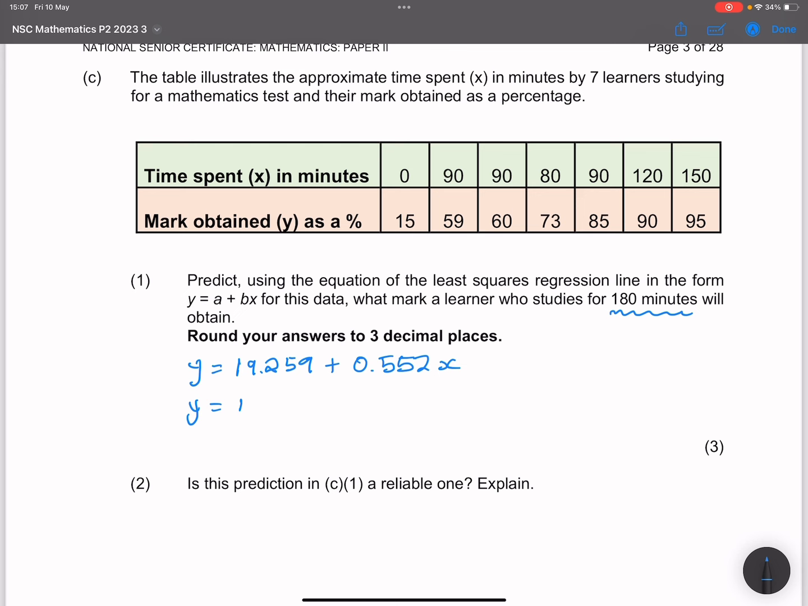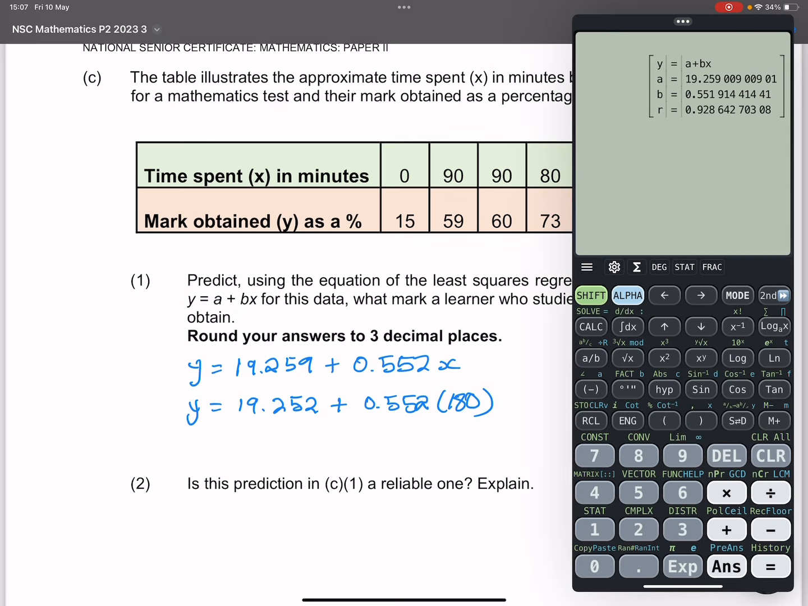So what I'm going to do is substitute 180 for x: 259 plus 0.552 multiplied by 180. Okay, let's see what you get there. And our R value is 0.93. I don't know if we're going to need it, but let's see.